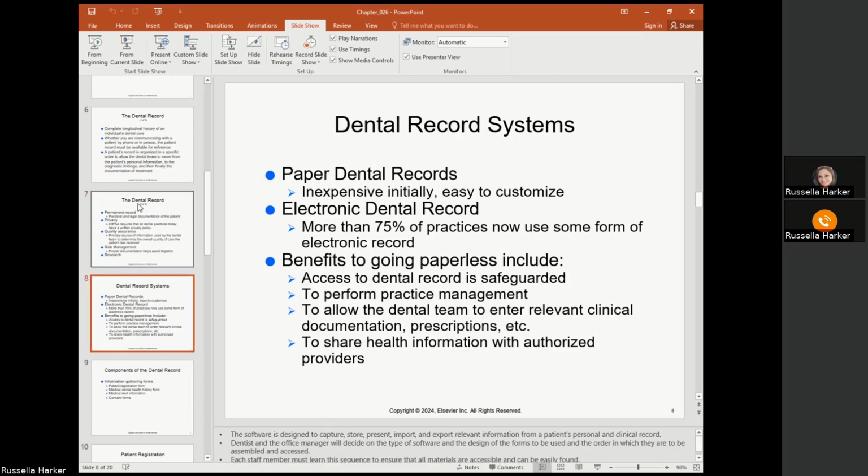With dental record systems, we have paper dental records that are inexpensive initially and easy to customize. However, it's a continued cost. If you have paper dental records, you're always buying more charts, more folders, more papers, pens to write in those charts, things like that. So it's a constant cost of overhead, which is a cost above and beyond that of the patient, for the care of the patients.